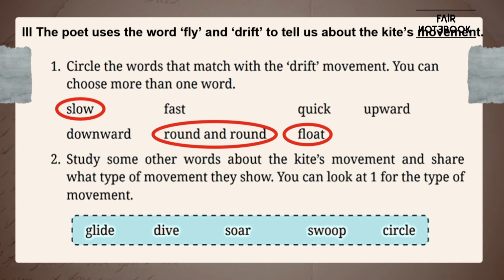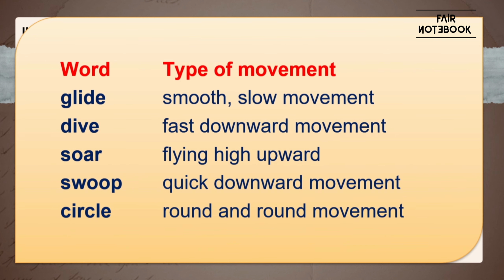Glide, dive, soar, swoop, circle. Glide: smooth, slow movement. Dive: fast, downward movement. Soar: flying high upward. Swoop: quick downward movement. Circle: round and round movement.